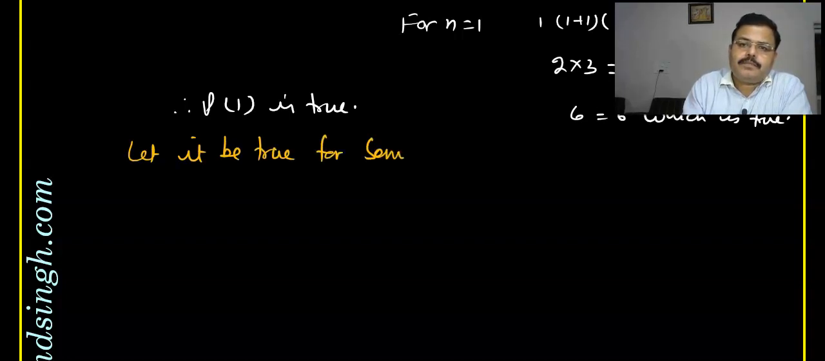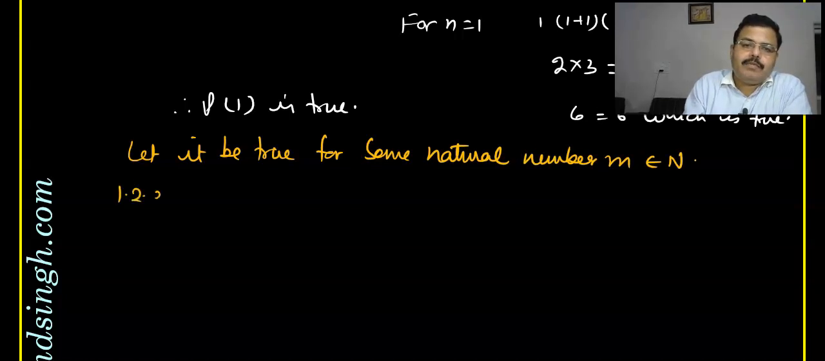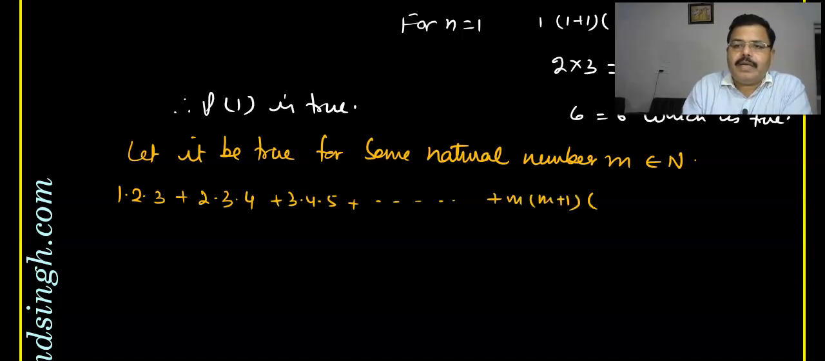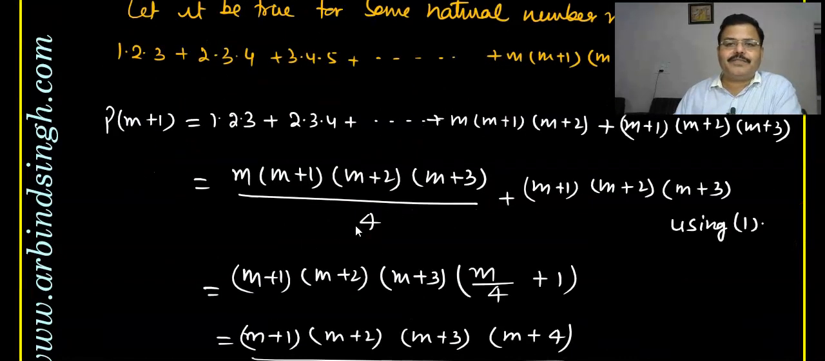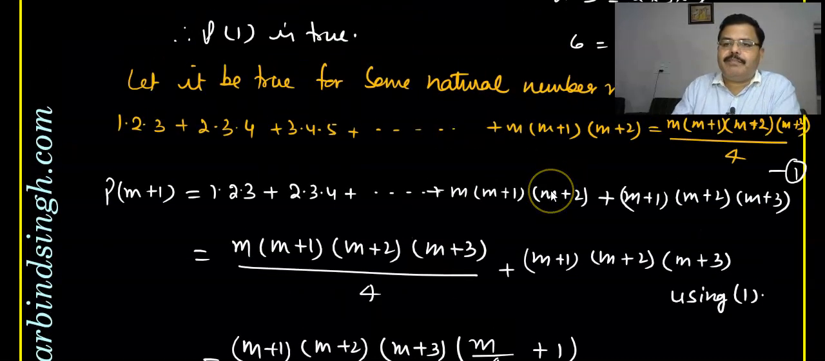Now we can write it again. Let it be true for some natural number m belonging to N. In that case, this will be 1 into 2 into 3 plus 2 into 3 into 4 plus 3 into 4 into 5, like this up to m into (m plus 1) into (m plus 2), and that result will come: m into (m plus 1) into (m plus 2) into (m plus 3) divided by 4. Now the last step to be written here is m into (m plus 1) into (m plus 2).